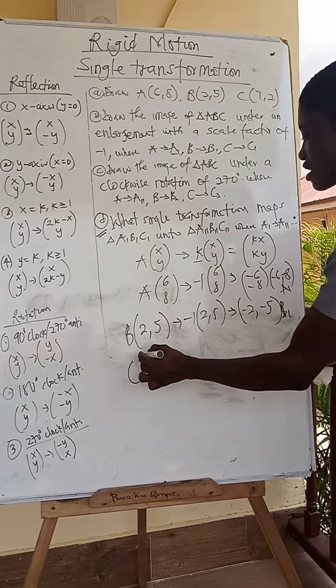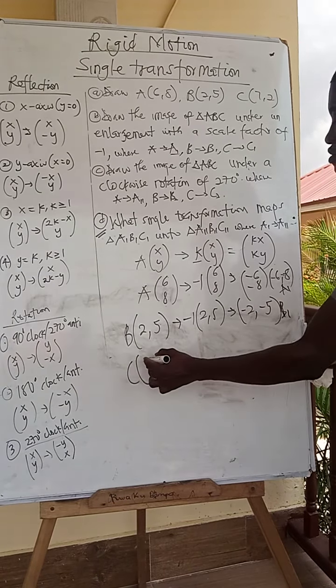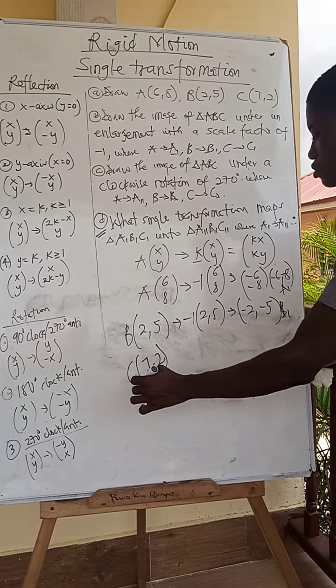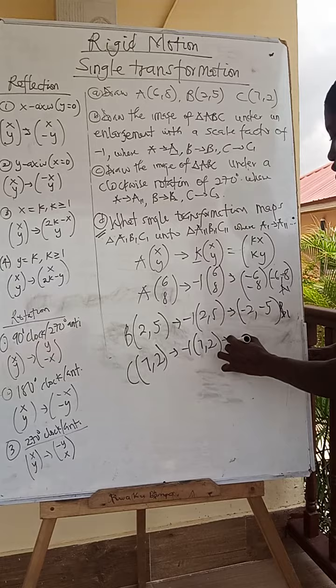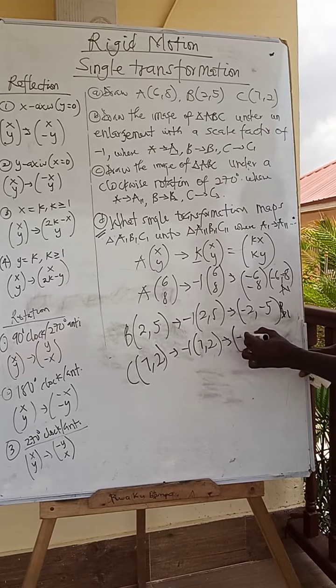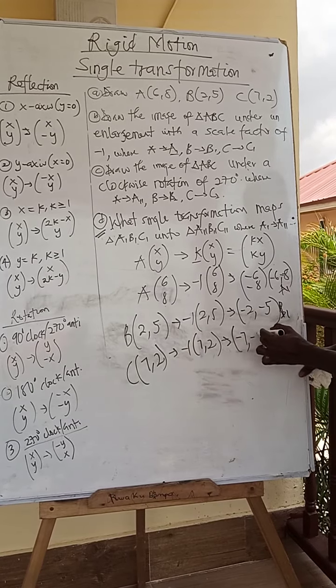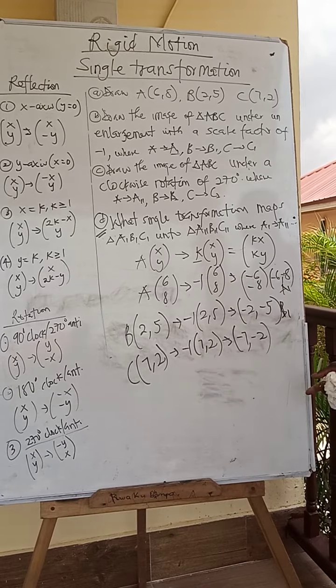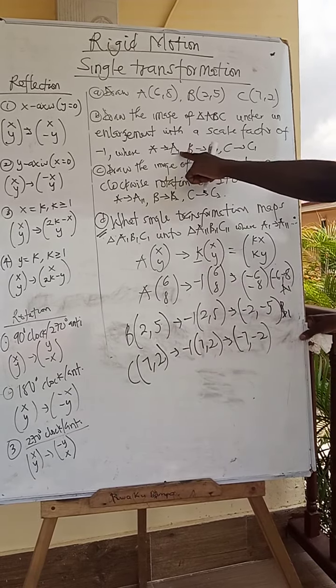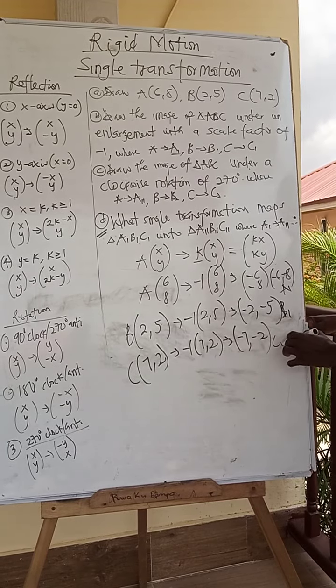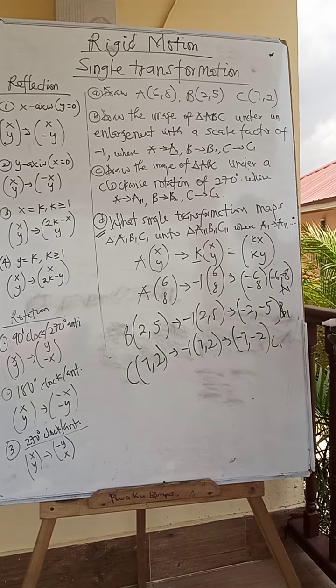Let's try the last one, C. We have 7 and 2. Here you are multiplying 7 and 2 by -1. So you are going to get -7, -2. Exactly. So this is the image of A1, B1, and C1.